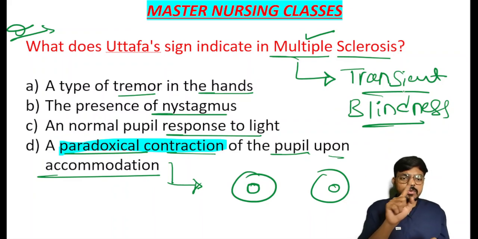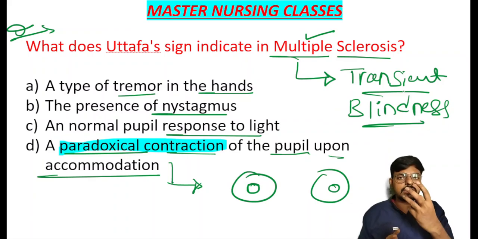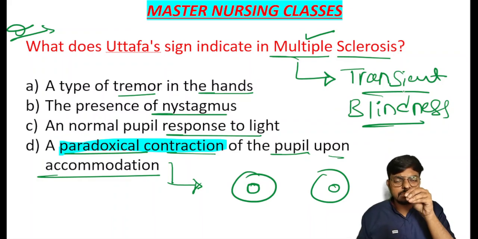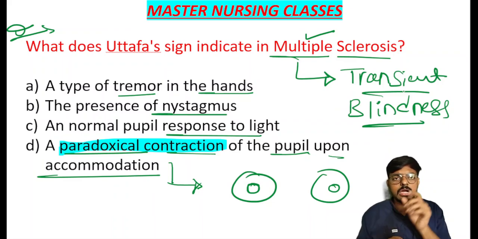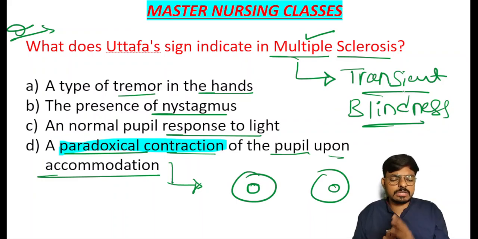There are two situations. One is sudden blindness, another is transient blindness. Because of a sudden increase in intraocular pressure, the pressure inside the eyes in glaucoma, there is damage to the optic nerves and a chance of sudden blindness. But in multiple sclerosis, there is a transient blindness and paradoxical contraction of the pupils during accommodation to light. So these are very important indicators, that is the Uttapa sign. What is the Uttapa sign?